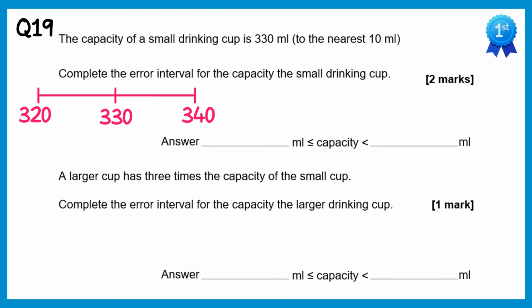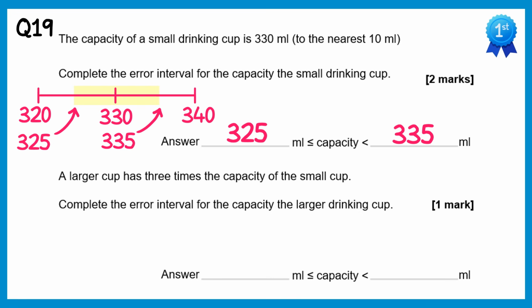Then the error interval will be represented by this highlighted region here. This is halfway in between those pairs of numbers. So what's halfway in between 320 and 330? Well, that's 325. And what's halfway in between 330 and 340? That's 335. So these are the ends of your error interval, so the lower bound here will be 325, and the upper bound 335.